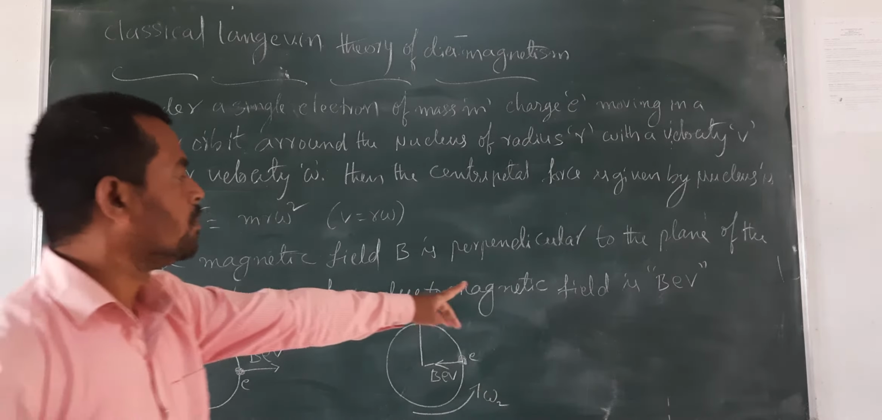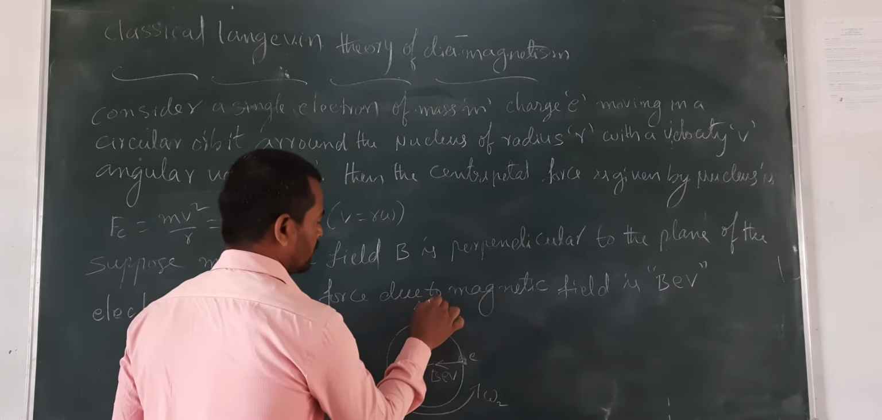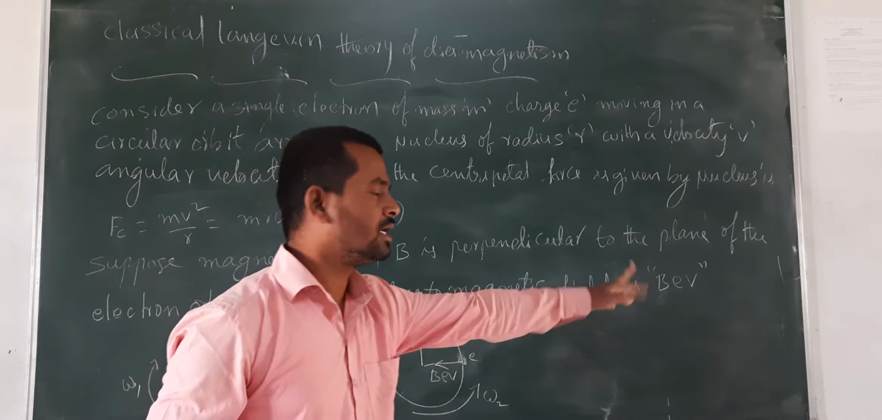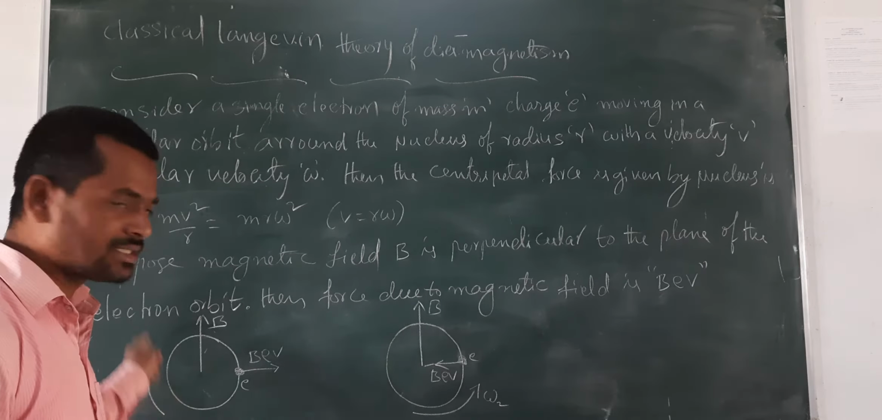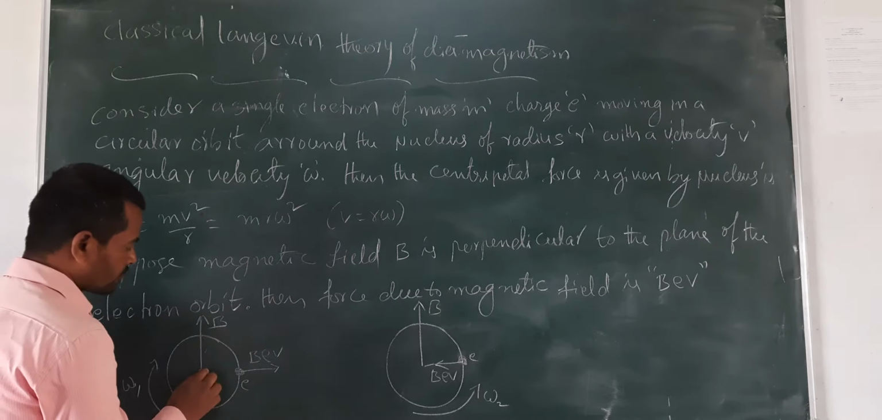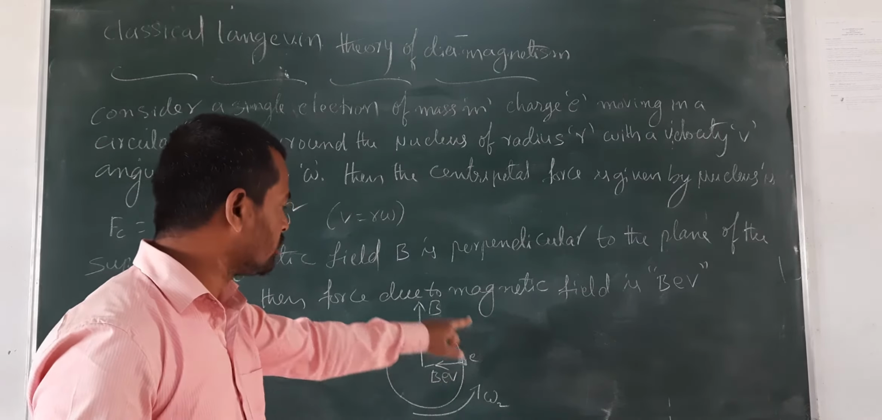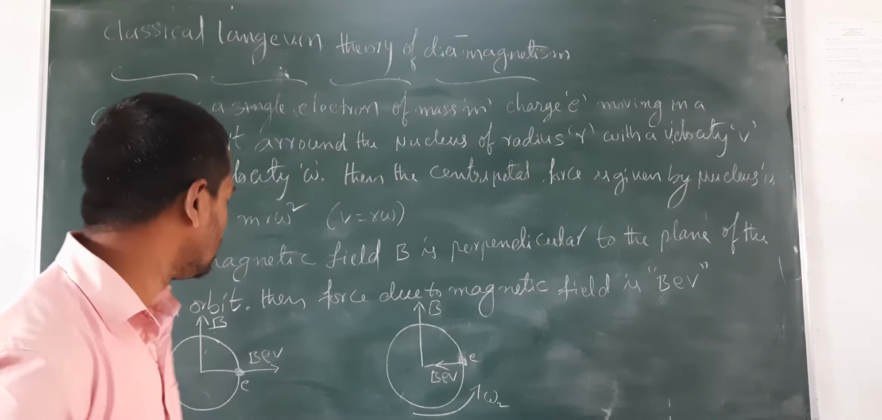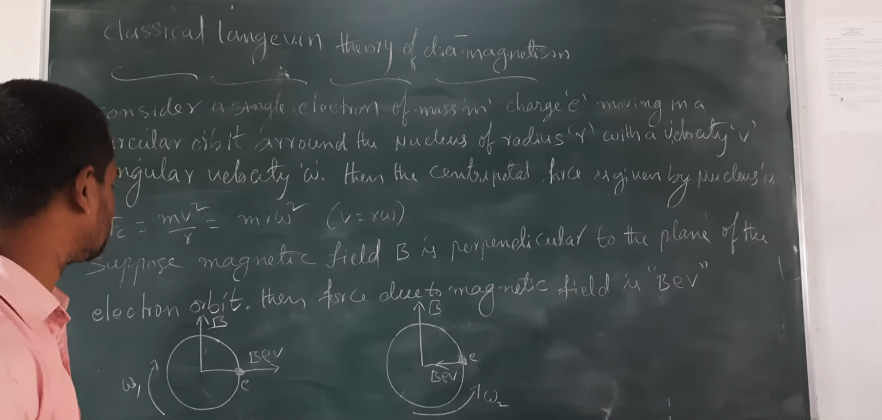Then the force due to the magnetic field is BeV. Because of the magnetic field only, this much force will act. When the electron is revolving in the clockwise direction, this force acts away from the center. When the electron is revolving anti-clockwise, the force acts towards the center. So in this manner, forces will act on the electrons.